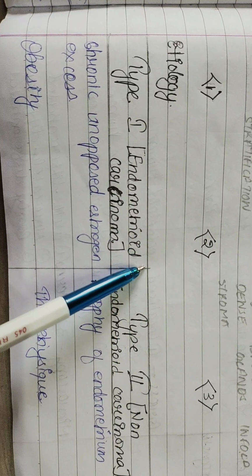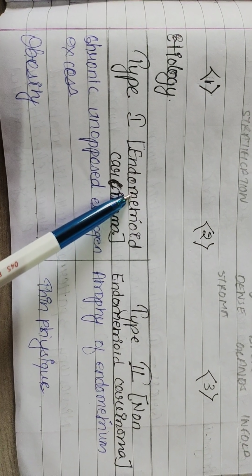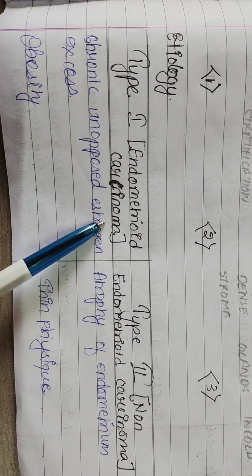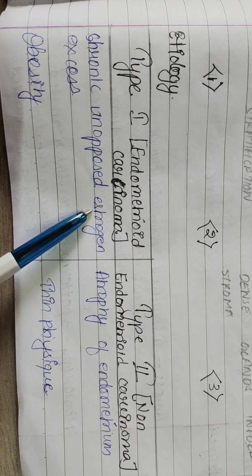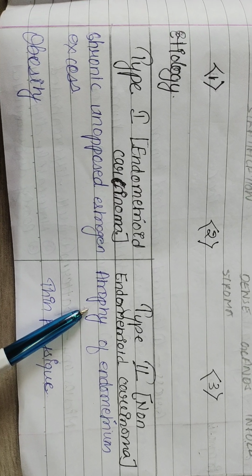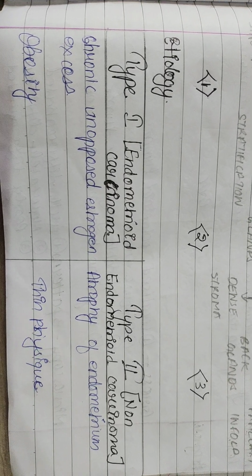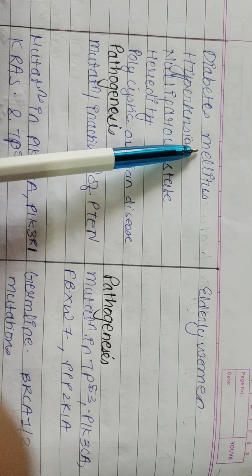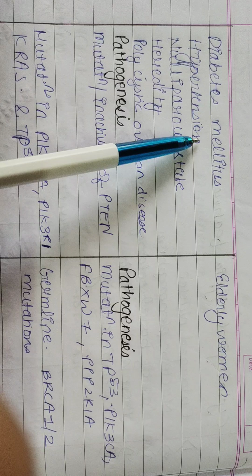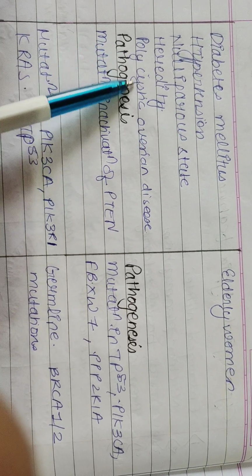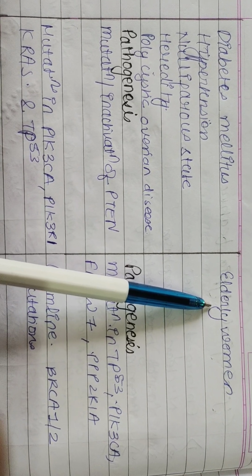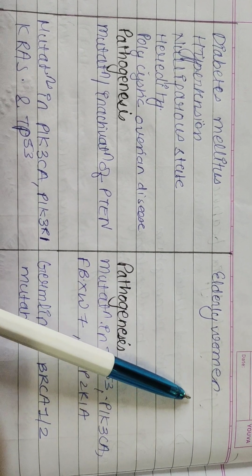Now, endometrial carcinoma: type 1 endometrioid carcinoma and type 2 non-endometrioid carcinoma. Type 1 predisposing factors are chronic unopposed estrogen excess and obesity. Type 2 predisposing factors are atrophy of endometrium and thin physique. Other predisposing factors of type 1 endometrial carcinoma are diabetes mellitus, hypertension, nulliparous state, heredity, and polycystic ovarian disease. Another cause of type 2 is elderly age. In elderly women it is more common.